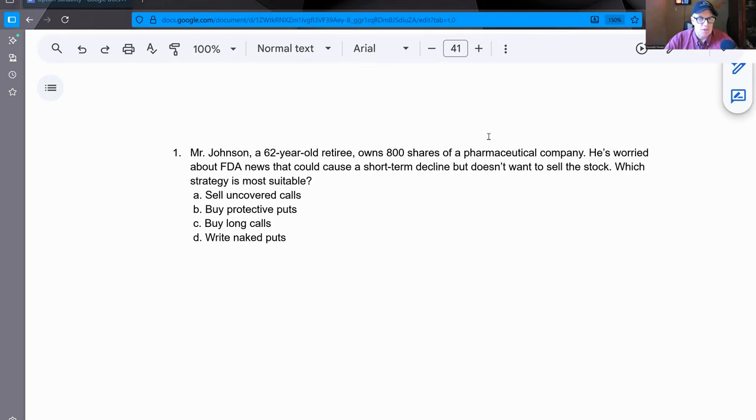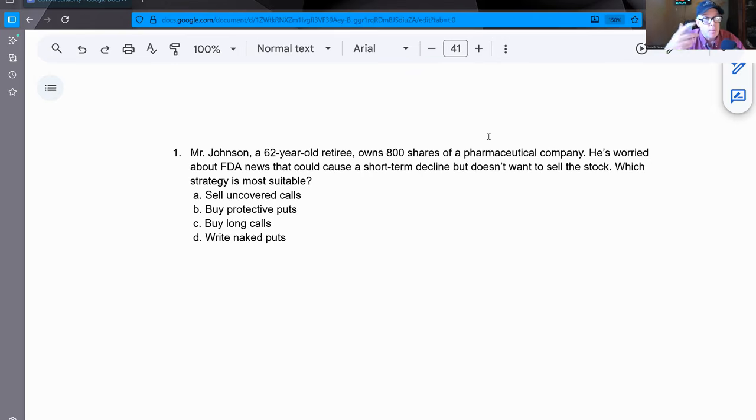Mr. Johnson, these are more scenarios. Mr. Johnson, a 62-year-old retiree owns 800 shares of a pharma company. He's worried about FDA news that could cause a short-term decline, but doesn't want to sell the stock. Which strategy is most suitable? So he's looking for protection. So we're going to buy protective puts. That works. You're not going to sell calls. That'd be for income. Buying calls and selling puts are both bullish.